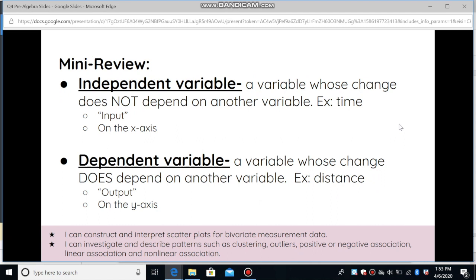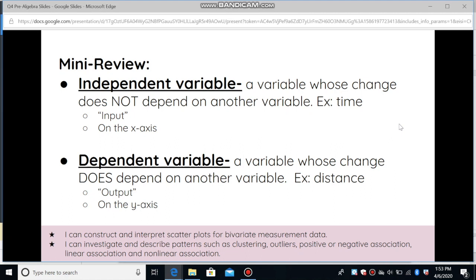And now a really quick review of independent and dependent variables. Independent variable is a variable whose change does not depend on another variable. It is independent from the other variable. An example of this is often time. Our independent variables are inputs in a function, and we typically graph them on the x-axis.